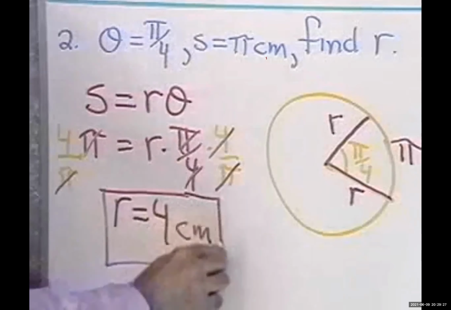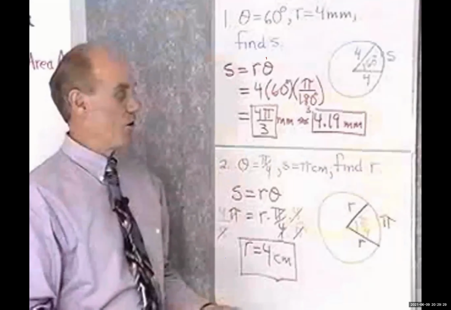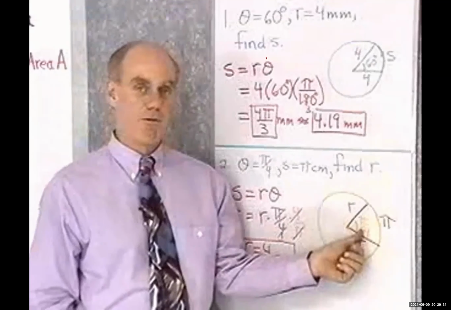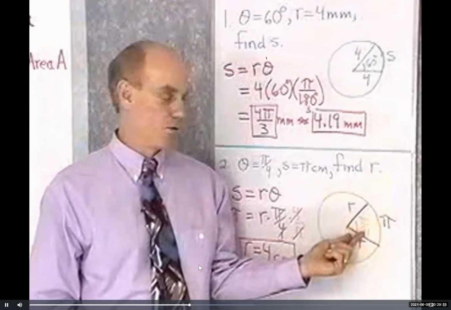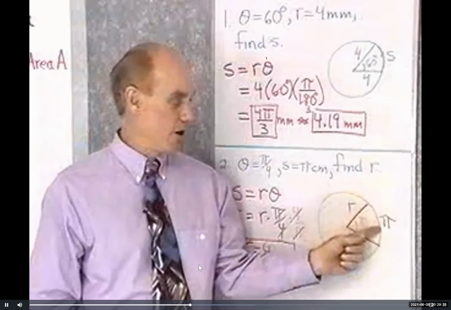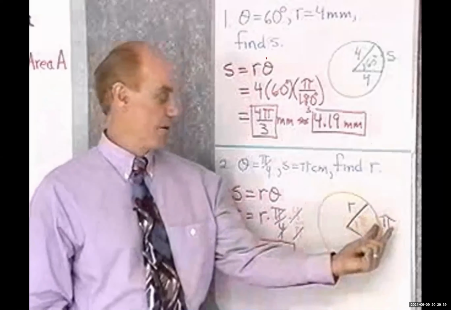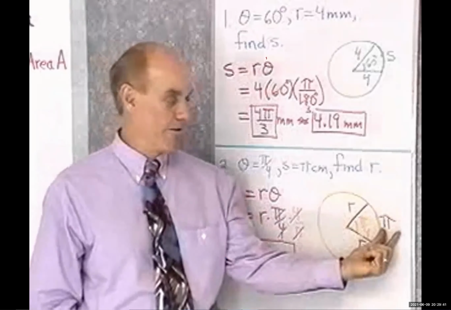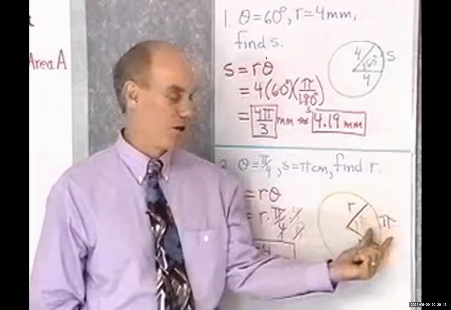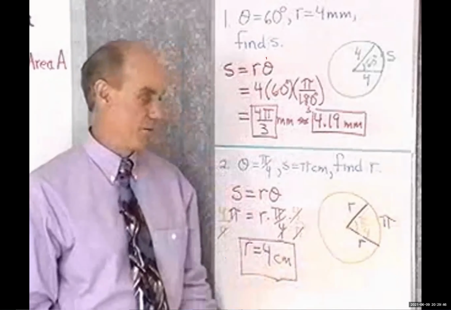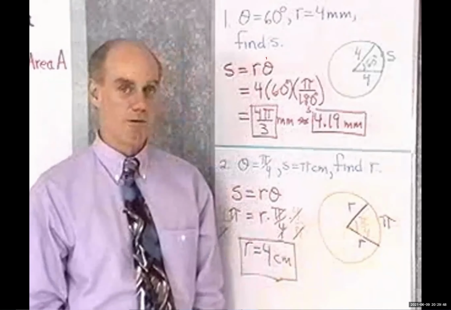Centimeters. So if I have a circle in which a central angle of pi over 4 radians, which would be 45 degrees, cuts off an arc of length pi, then the radius of that circle has to be 4 centimeters. So if I cut off an arc of pi centimeters, then the radius is going to be 4 centimeters if that central angle is pi over 4 radians.